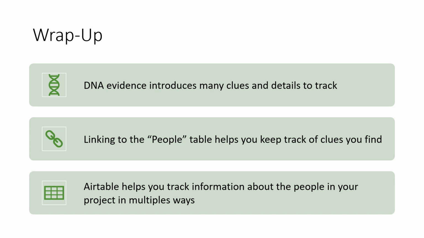All right, so we've gone over many of the different tables in Airtable. We've talked about entering people, kit access, DNA match details, research log, segments, locations. There's so much to keep track of. And that's because DNA evidence introduces many clues and details to track. Linking to the people table helps you find and keep track of clues that you find. Airtable helps you track information about the people in your project in multiple ways.